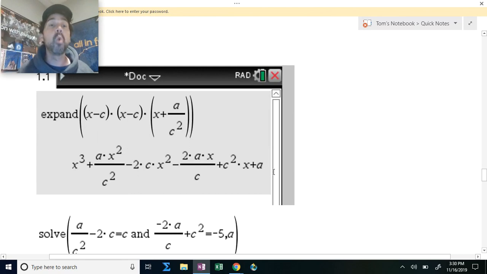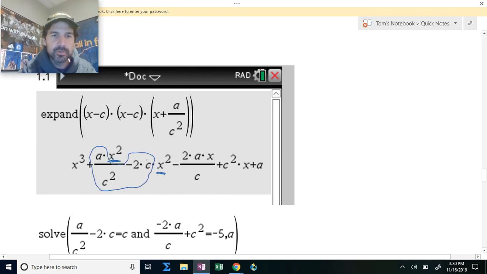Why this is good is because you'll notice if you compare this to the original one, the first term is the same. It's still just x cubed. The last term is also just a. It's the same. So it's the x squared term. But notice the way the calculator does it is it has two different x squareds here. So you have to actually combine all these.